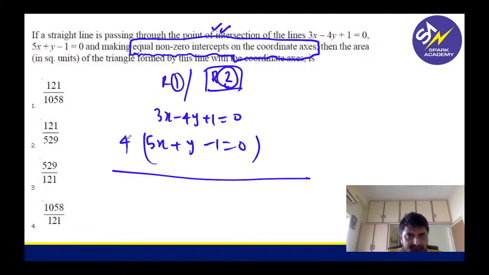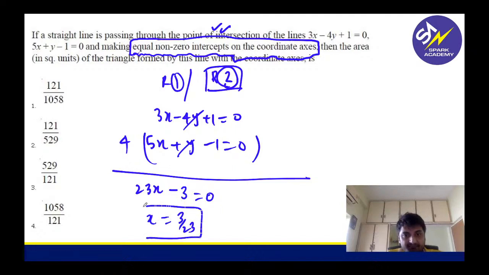So what will I get? 20 plus 3 is 23x. 4y will get cancelled. Minus 4 plus 1 is minus 3 equal to 0. So x equals 3 by 23 I am getting. What about next, y? Y value I want. So x you substitute, then you will get the y value.